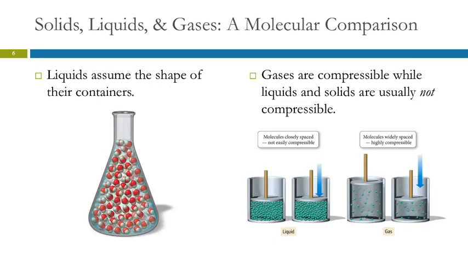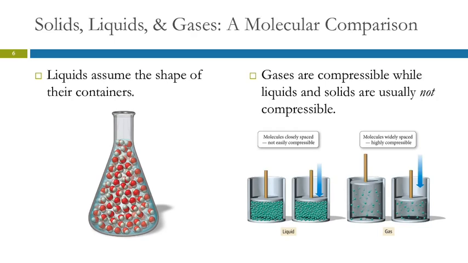So we know that liquids take on the shape of their containers because they can move around, and so gravity pulls the particles down, and so they'll fill up the bottom of the container. Solids just retain their shape no matter what container they are in.